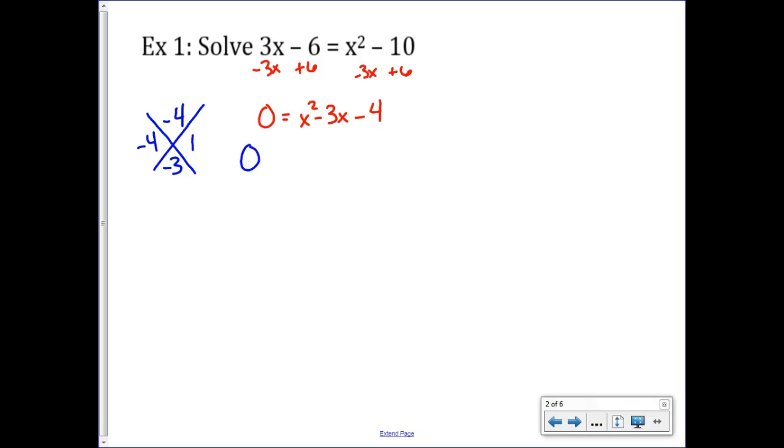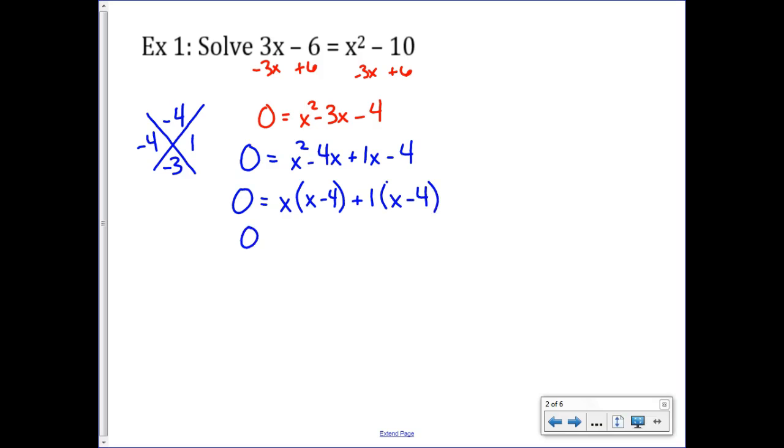So I'm just going to bring down the 0 equals, and I have x squared minus 4x plus 1x minus 4. So let's see what we can take out. So 0 equals, I can take an x out of the first two, so then x minus 4, and then I can't really take anything out of the second two, so just to keep it consistent, I'm going to take out a 1. And I have x minus 4. So then I have 0 equals x plus 1 and x minus 4.